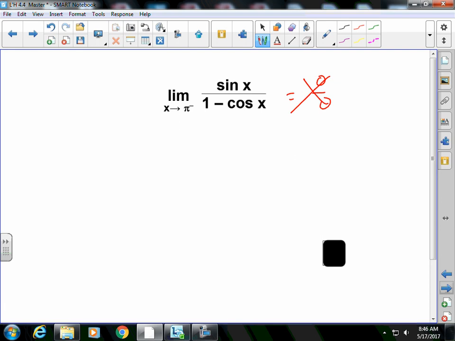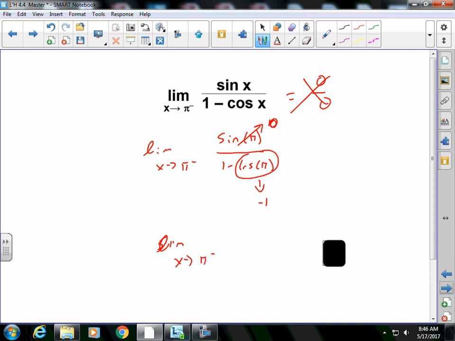Let's evaluate this. The limit as x approaches pi from the left, the sine of pi over 1 minus the cosine of pi. Well, that's 0. Sorry. This part here is a minus 1. So I have the limit as x approaches pi from the left of 0 over 1 minus a minus 1, or 0 over 2, which is 0.